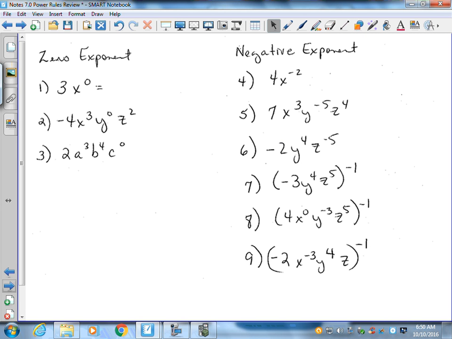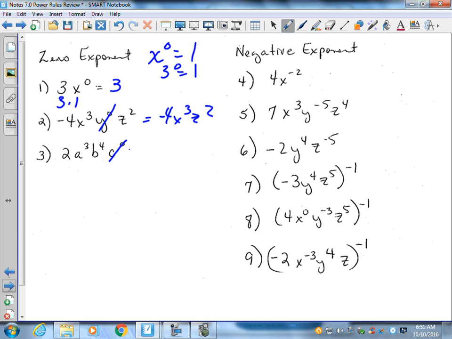Now at the bottom of the page there are some rules that we're going to go back and do some more with. And we have clarified a little bit of this already, because first of all, anything to the 0 power is 1, no matter what variable it is. If it's x, y, z, q, 3 to the 0 power is 1. Anything to the 0 power is 1. So if that's the case, then 3 times 1 is 3.